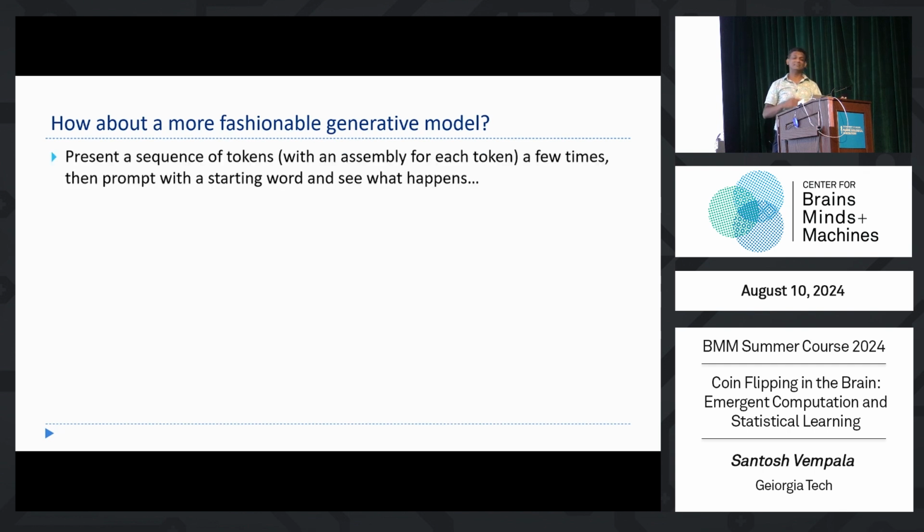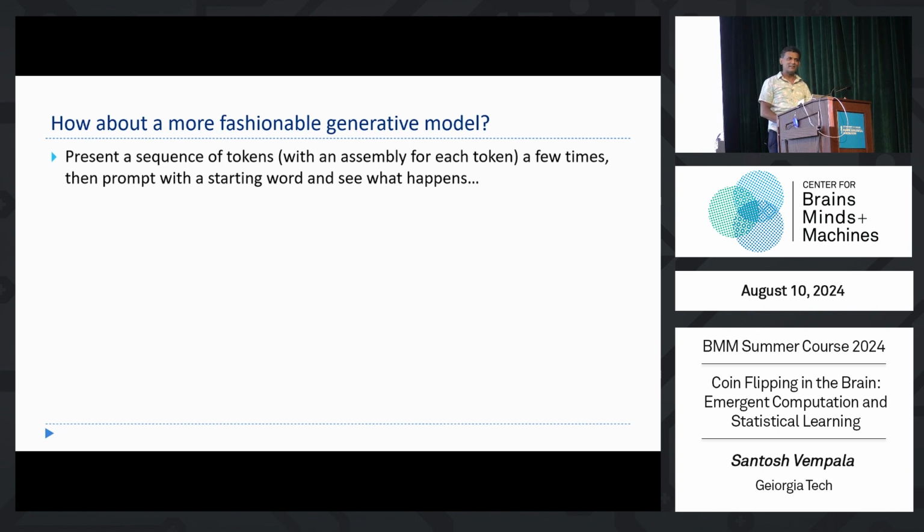Okay, so I want to present a sequence of tokens. Sure, right? Each token will have an assembly, that's no problem. Like the words in some lexicon. And then there's a sequence that does some Hebbian learning, and there's noise too. So now what's going to happen? Is this thing going to work?